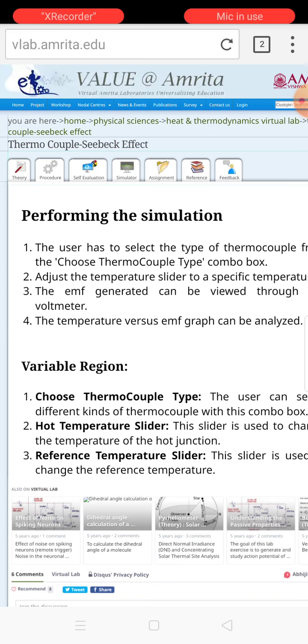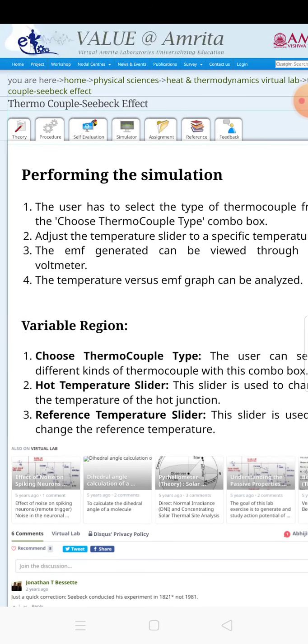First you use vlab.amrita.edu. Then you go to the home. There you will find the physical laboratory, where you have a number of practicals. You choose Seebeck effect. Now how to perform it in a simulation platform?